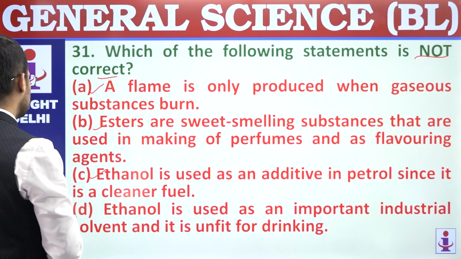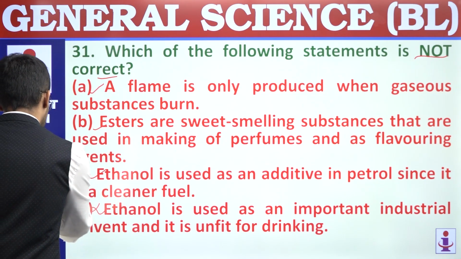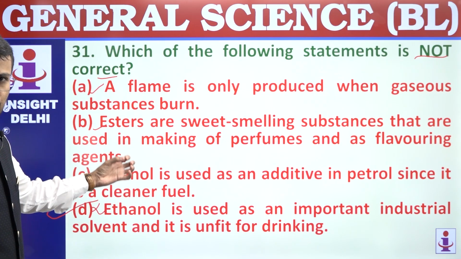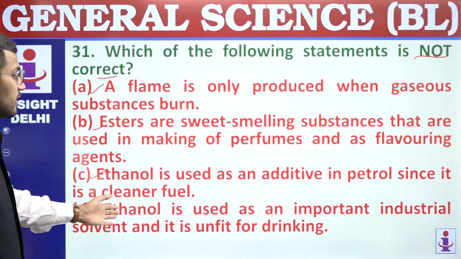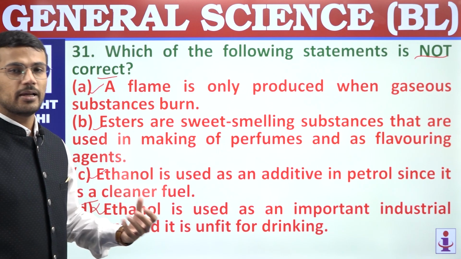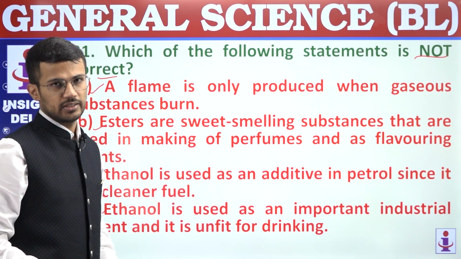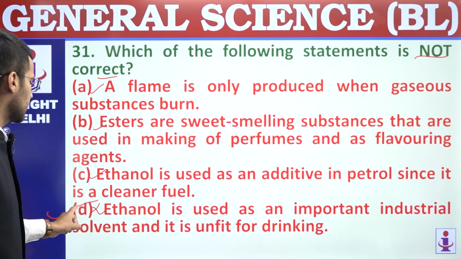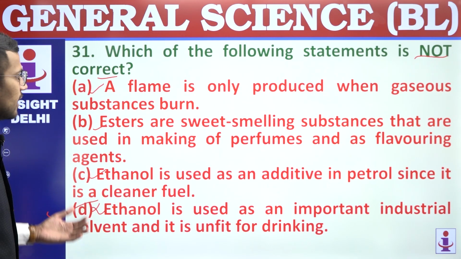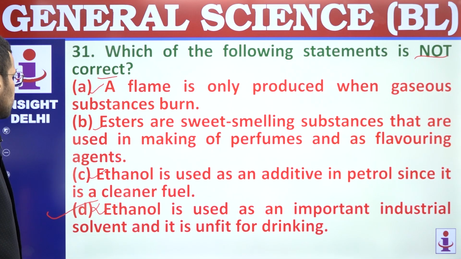So this statement is incorrect statement, and that's why it is our answer. Why? Because yes, ethanol is important industrial solvent, but it is not unfit. It is made unfit by blending methanol with it, and that's why D statement is incorrect, is not correct, and thus it is our answer. Question number 31, answer is D.